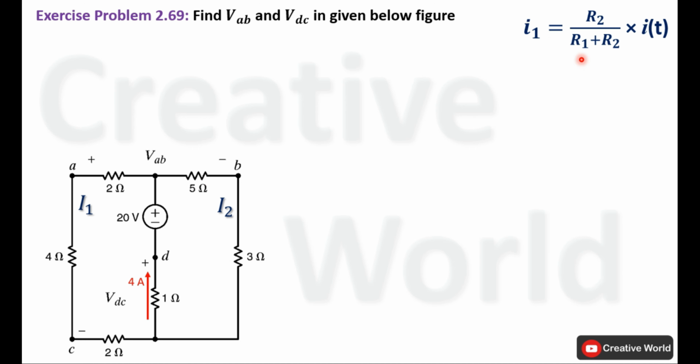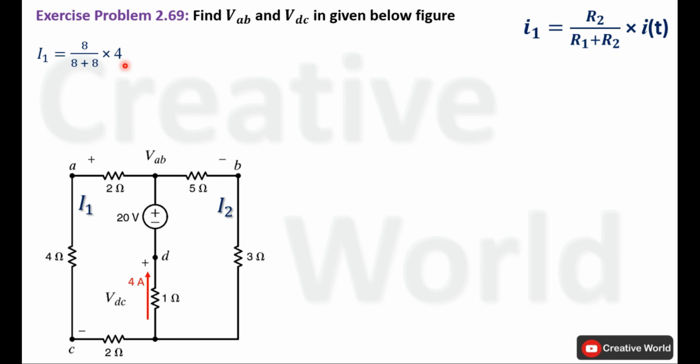R1 is the resistance of the same branch. In this case, the resistance of the same branch will be 2 plus 4 plus 2. It will be equal to 8 ohm. Place values inside this equation. R2 is 8 ohm, the sum of 5 and 3 ohm. R1 is also 8 ohm, the sum of 2, 4 and 2 ohm.